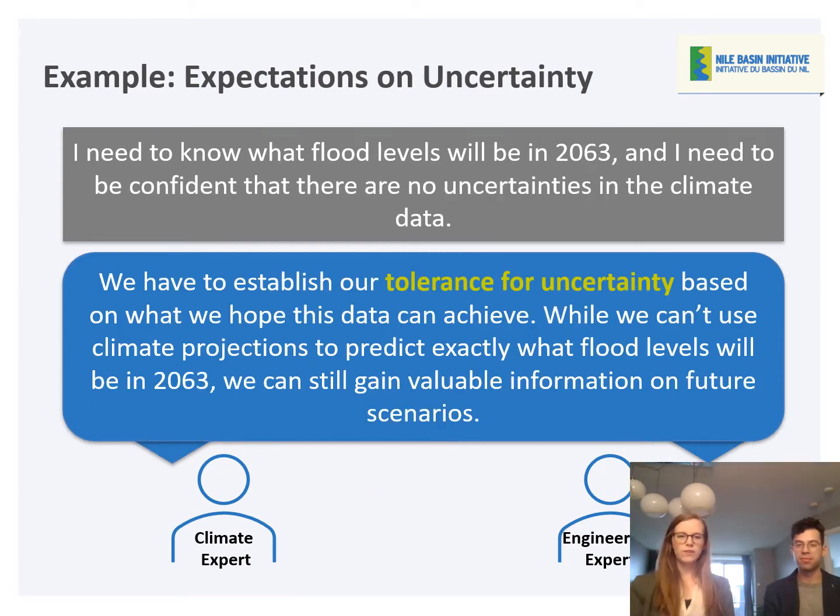So now that we've had these conversations together and understand that we can't have just one number for the future, we can work together to establish our tolerance for uncertainty based on what we're hoping can happen with this project. So together, we will be able to use this information to create future scenarios and have a better understanding of what is possible in the project.